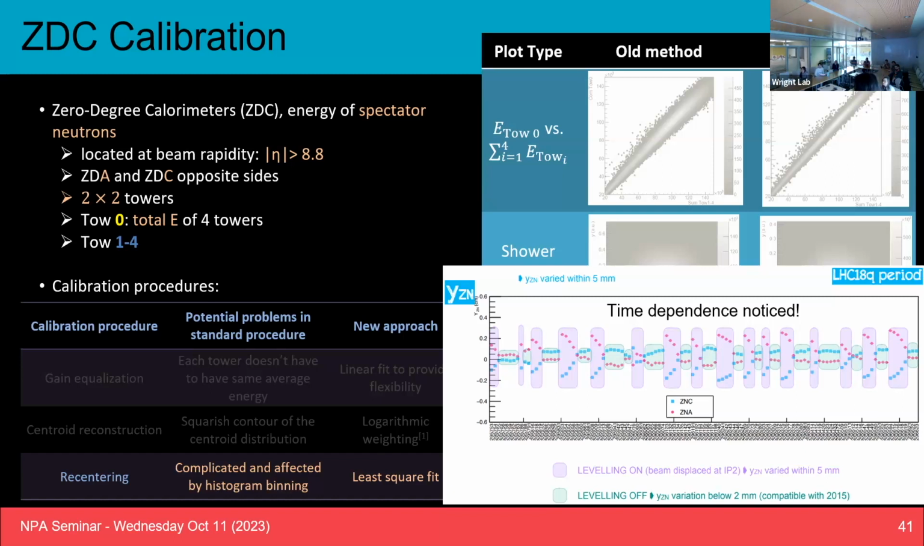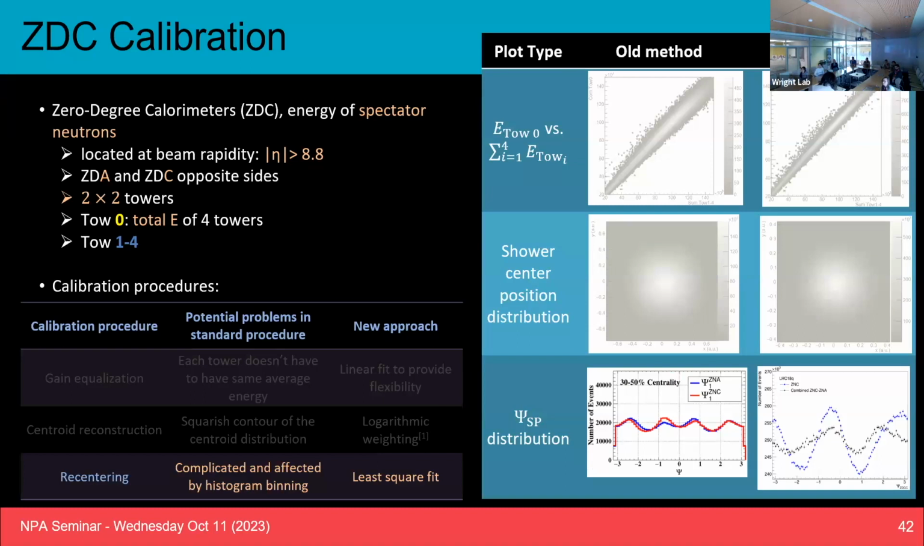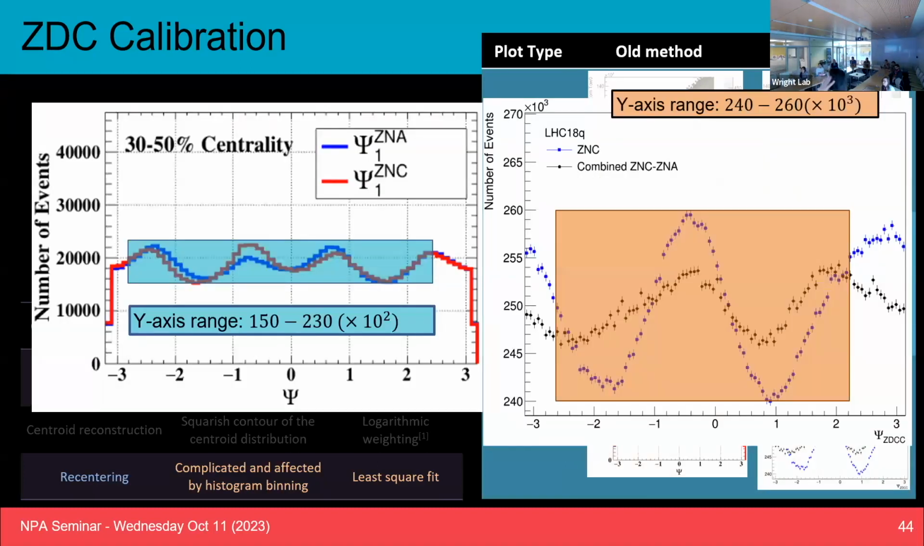So what I did was a least squares fit, putting in all these relevant parameters, including this time dependence. This is a bit small to see, but what's shown here is the distribution of the spectator-participant plane angle, because the recentering is to make sure it's flat. Just like what you do with the VDC, you want the phi distribution to be flat, something similar.